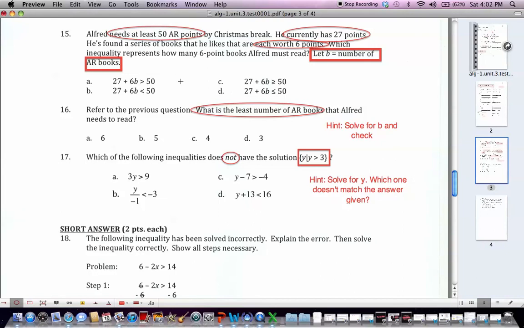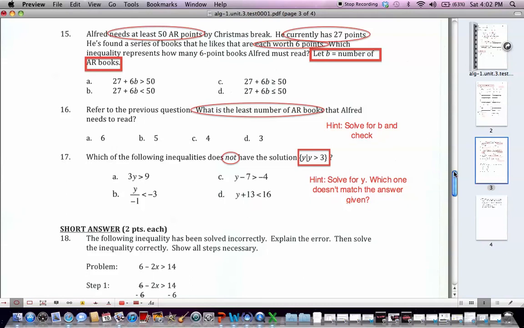Now, once you've done that, number 16 says refer to the previous question, which is number 15. What is the least number of AR books that Alfred needs to read? The least number to get his 50. Okay, all he needs is 50 points. So what's the least number of those 6-point books he has to read? Hint, solve for B. So whatever you chose, you're going to solve for B, and then check and see if these work, okay? So we're finding the least number of AR books.